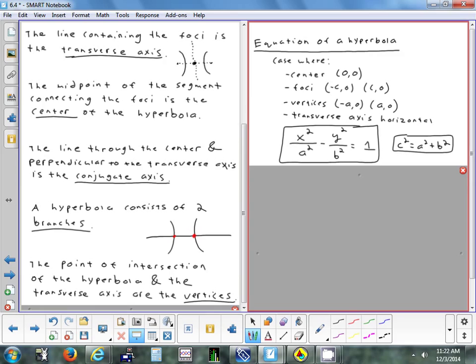Well, h and k will come in if we shift left, right, up, or down. So we could have an x minus h and a y minus k, but that'll be the very last thing we do. Oh, it's subtracted, not added. Yeah, you've got a minus sign instead of a plus sign. It's the only difference in the formula. Minus sign instead of a plus sign.